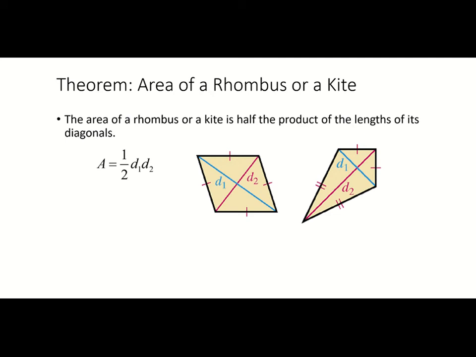All right, our next theorem is for the area of a rhombus or a kite. Finding the area of these 2 figures is a little bit different than finding the area of a rectangle or a square, because here we multiply the lengths of the diagonals and then divide by 2, or it's 1/2 the length of diagonal 1 times the length of diagonal 2 to find the area of a rhombus or a kite.